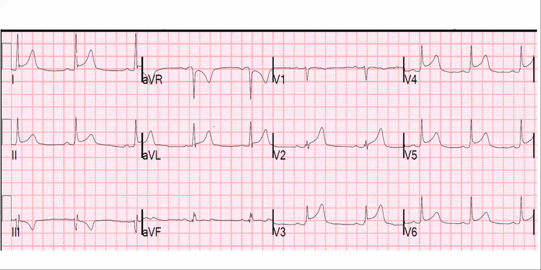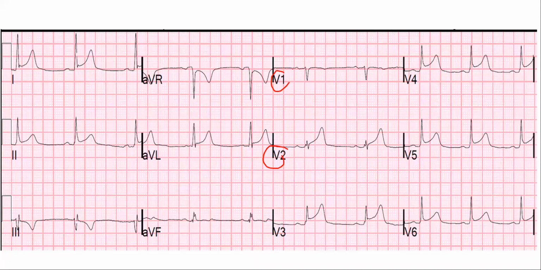So how to read this ECG? Now, in a chest pain case, we start from the chest leads. V1 to V6 are the chest leads. We will look at them one by one. What are we looking for? We are looking for ST elevation. That's our main thing that we look for.